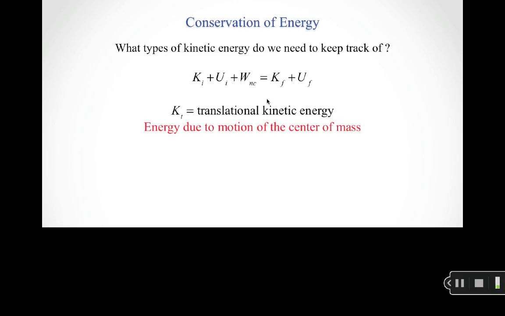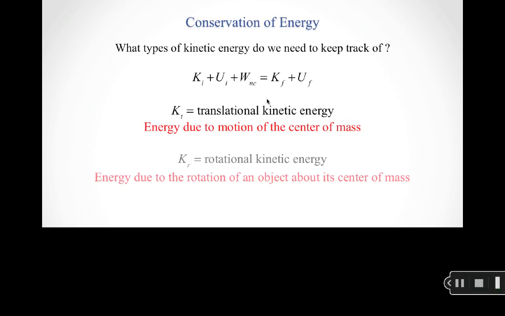So what types of energy are we going to need to keep track of? Well, there's a couple different types of kinetic energy. The first one, of course, is translational kinetic energy. This is the energy due to the motion of the center of mass of an object. There's a second type of kinetic energy that we'll see when we start dealing with how things rotate, and that's the rotational kinetic energy. That's energy due to rotation of an object about its center of mass.